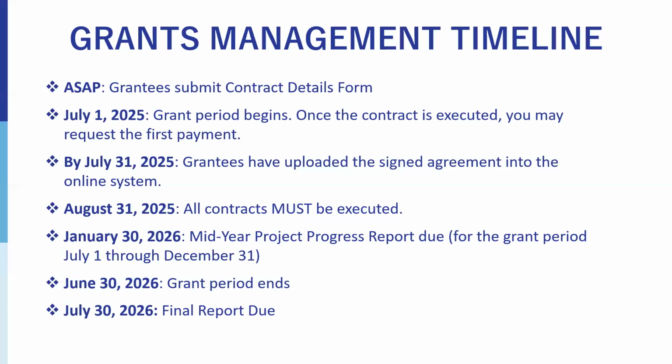On January 30th, you have a mid-year report due. This is a short progress report asking about the first half of the grant period, July 1st through December 31st. On June 30th, the grant period ends. You'll need to have requested all your payments and spent all your funds by that date. And on July 30th, your final report is due. This is a more in-depth report about your programs, your budget, your evaluation, and how many people you reached. It has both statistical and narrative questions.